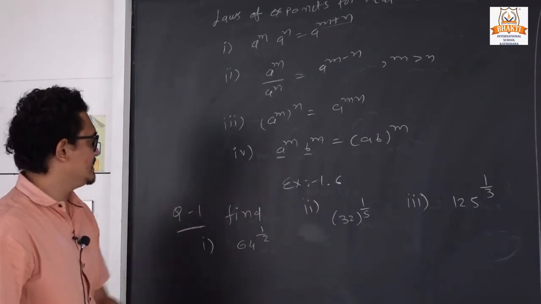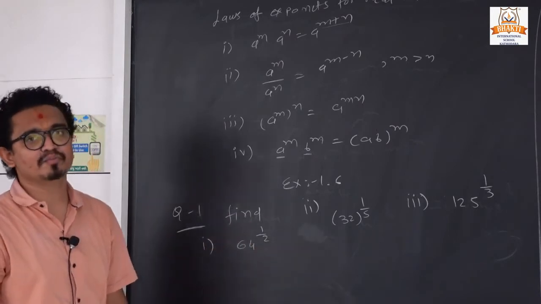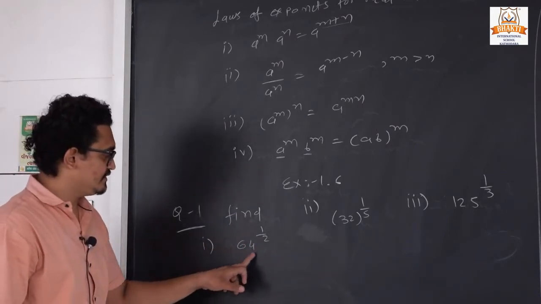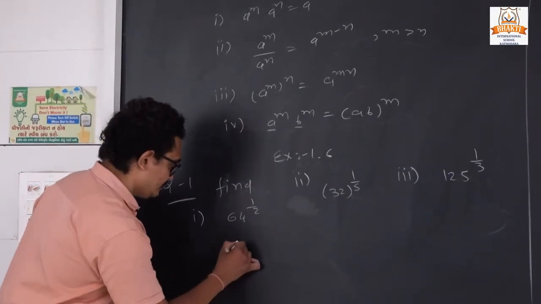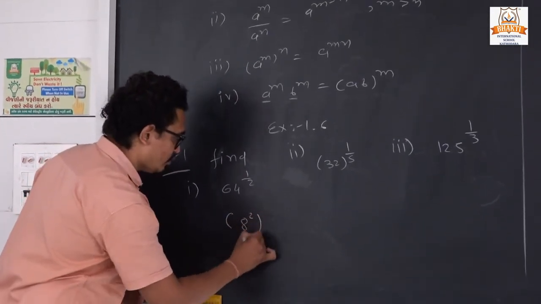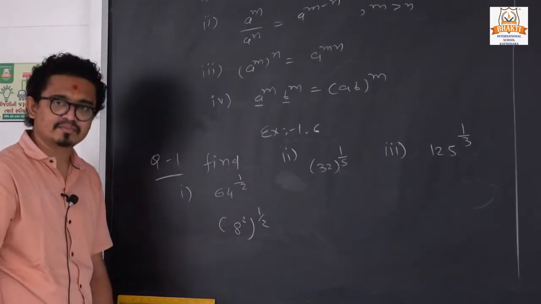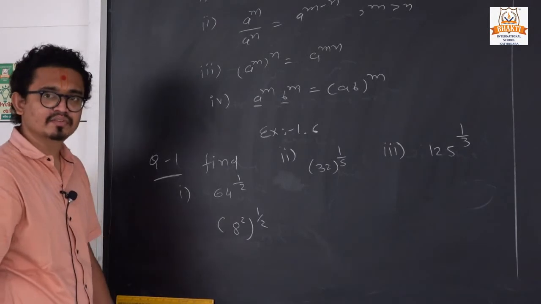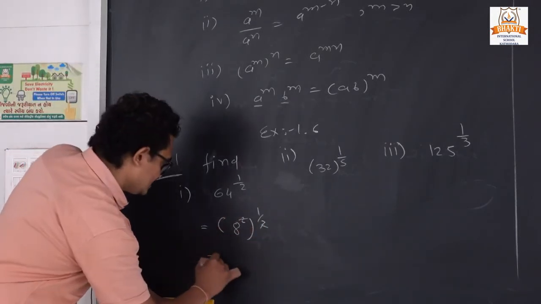In that exercise the question number 1 is find. Find means you need to find that value. So the first question is 64 raised to 1 by 2. So 64 means what? We can write it like that, 8 square all raised to 1 by 2. Because 64 means 8 8s are 64. So we can write 8 square. Now 2 cut. So what is its answer? 8.